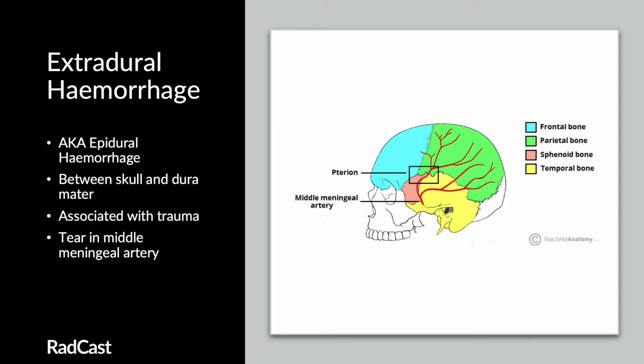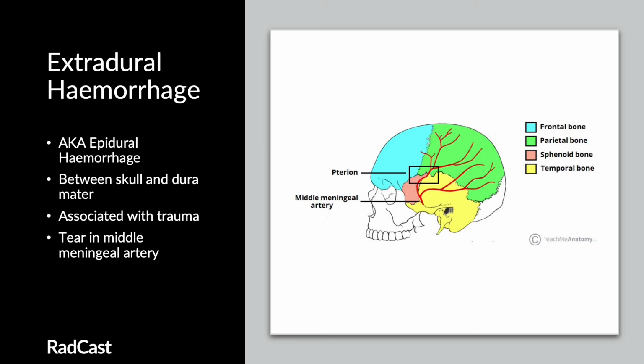So extradural hemorrhages, they're also known as epidural hemorrhages, okay, and they're situated between the skull and the dura mater. They're often associated with trauma, so when you've got an extradural hemorrhage, there's often a parieto-temporal fracture, for example, and this is due to a weak part of the skull known as the pterion.